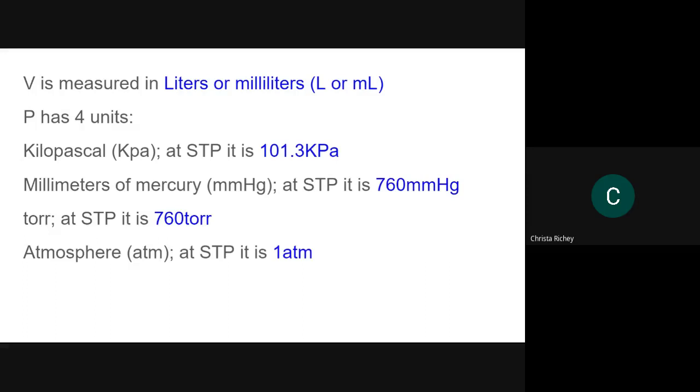Sorry. Atmospheres is ATM, torr does not get shortened because it's already short. Millimeters of mercury is mmHg, and then kilopascals is kPa. And that was the pressure. That was the answer to the pressure part of the opener. The top part was the volume answer to the opener.